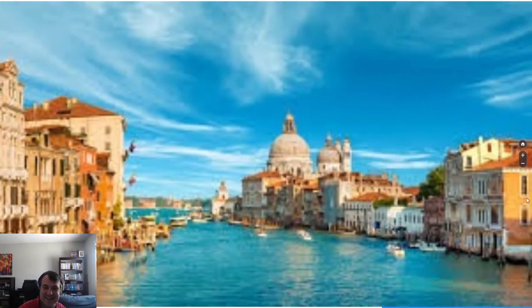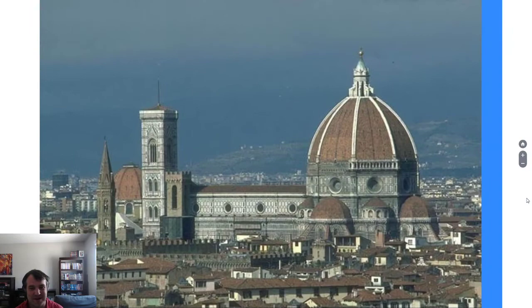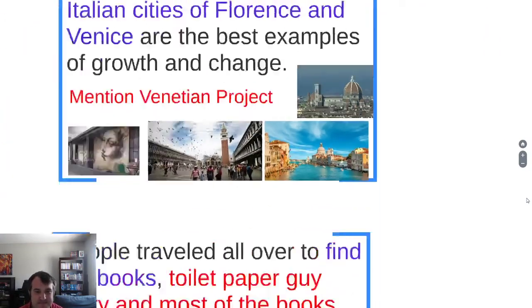And then what do we got here? Look, the canals of Venice. It's the city on the water. Look at how blue the water is. This is not real life, though. They definitely photoshopped this water, because I've been there before, and the water's gunky. And yep, this is the famous cathedral in Florence.